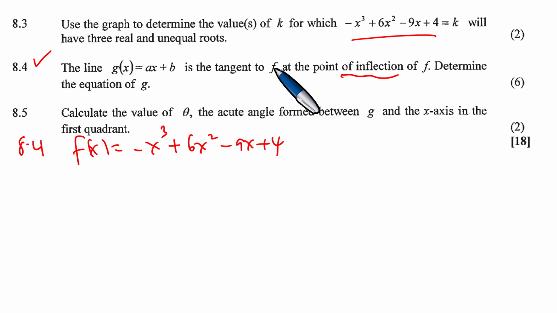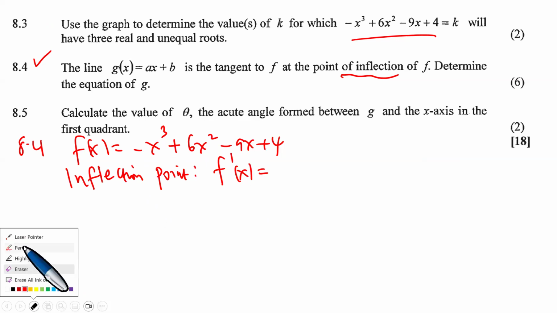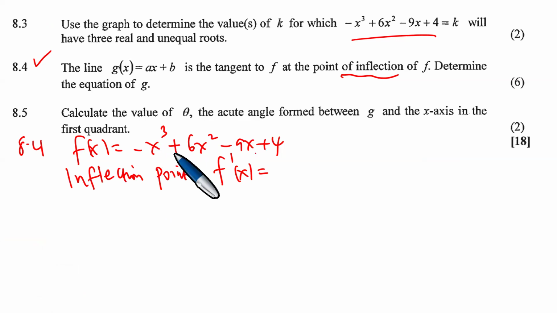Right, but if this line is a tangent at the point of inflection, we must find the point of inflection. So to find the point of inflection, we're interested in what we call the inflection point. If we're interested in the inflection point, we find the second derivative. But first we must find the first derivative, step by step. So the first derivative is what? By the power rule, we bring down 3. From 3 subtract 1, you get a 2. 2 by 6 gives us 12x. Minus 9, the derivative is a 1.